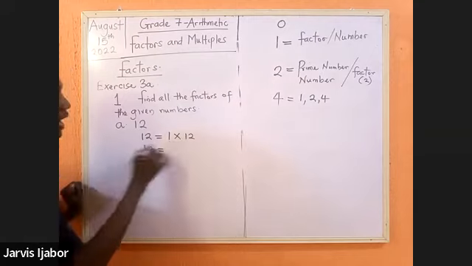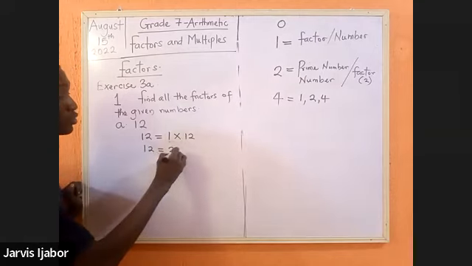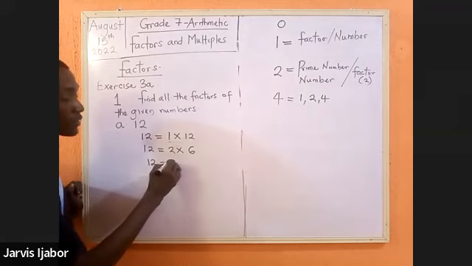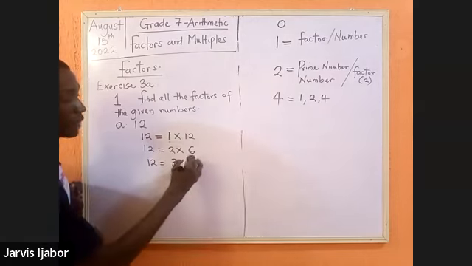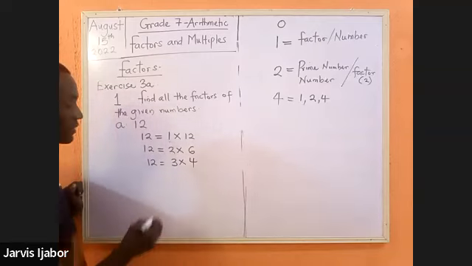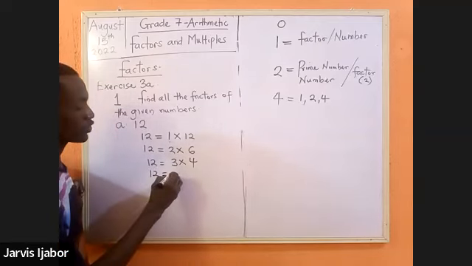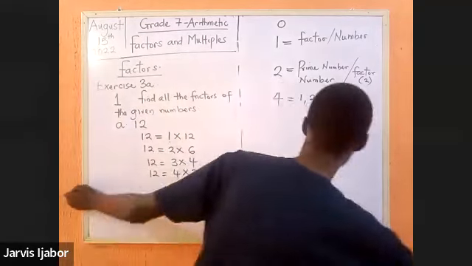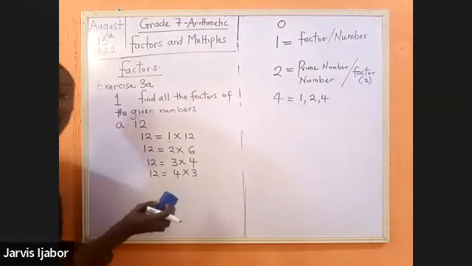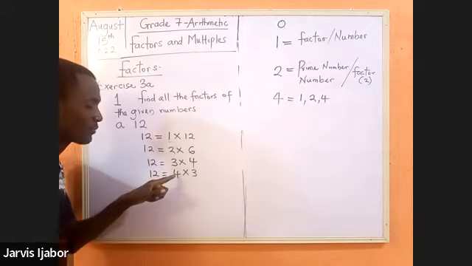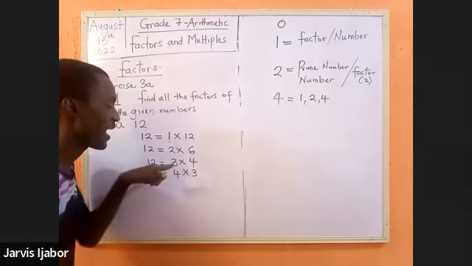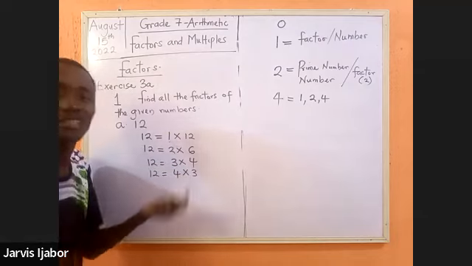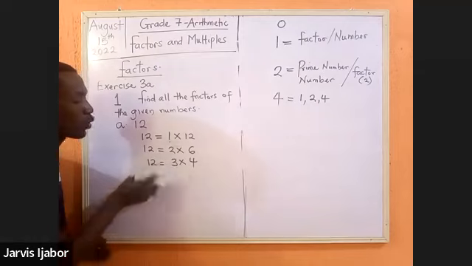And this one can also be 2 times 6. And we can also have that 12 is equal to 3 times 4. Now, we can also say 12 is 4 times 3. We will not need this one anymore because we've gotten all the possibilities. If I'm using numbers that I've used before, it means that I'm repeating them unnecessarily. So I clean this. So what would be the factors?